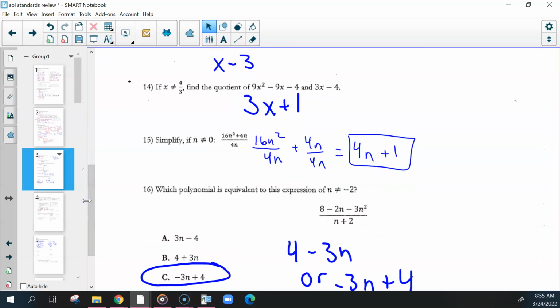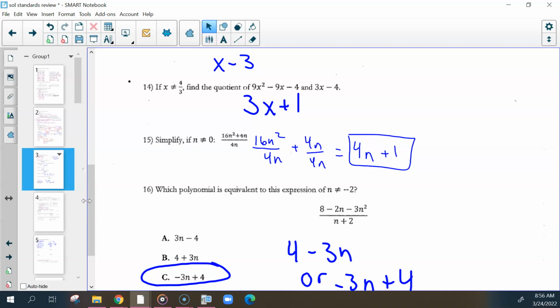15 is a little different because you don't have two things. You would have to take this 4n and divide it under both. Again, this is something we haven't talked about yet, but we will next. If we're dividing both of these things by 4n, the 16n squared over 4n would be 4n. 4n over 4n would be 1. 4n plus 1 would be the final answer.